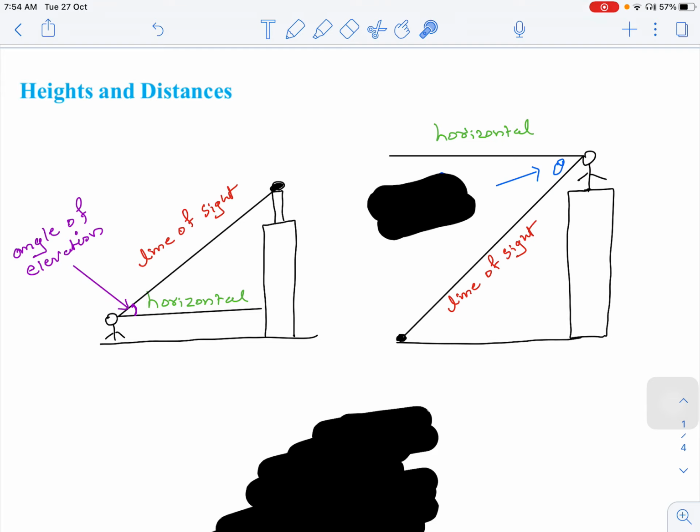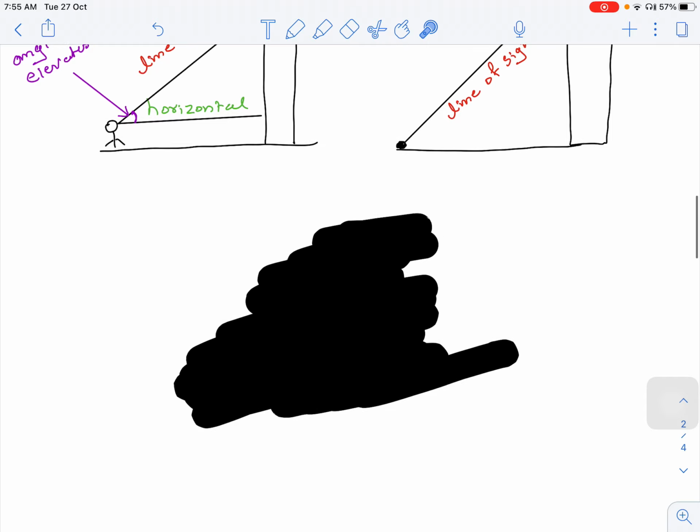Now, where is that angle formed? It is below the horizontal, which means that the person is watching downside. So if the angle is formed below the horizontal, such an angle is known as angle of depression. These two conditions you have to remember: whenever the line of sight is above the horizontal, we get angle of elevation, and whenever the line of sight is below the horizontal, we get angle of depression. Now, next condition.